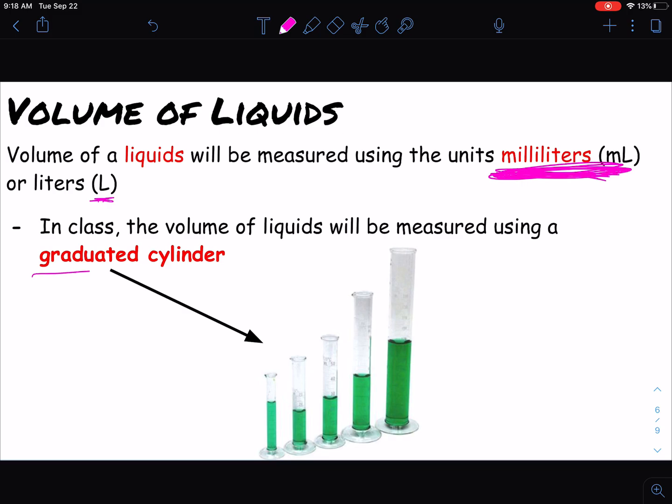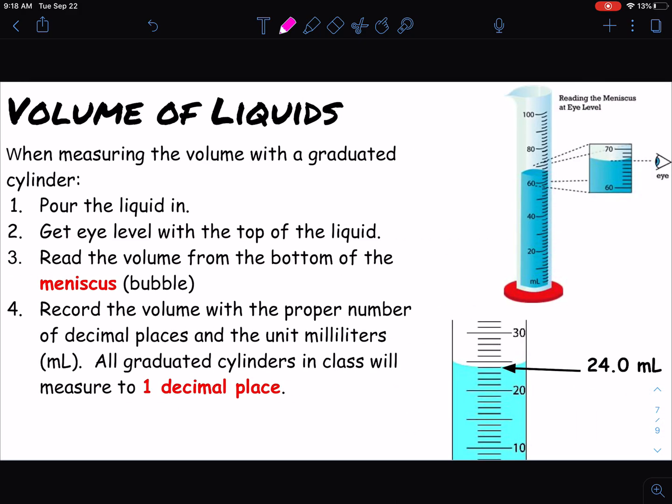And we're going to be measuring them in a graduated cylinder. And these pictures here are all graduated cylinders. In my class, you will mostly be using a 100 milliliter graduated cylinder and a 10 milliliter graduated cylinder. To use a graduated cylinder, it's pretty easy. First thing you got to do, pour the liquid in. Not too complicated there. Next, you have to get eye level with it.